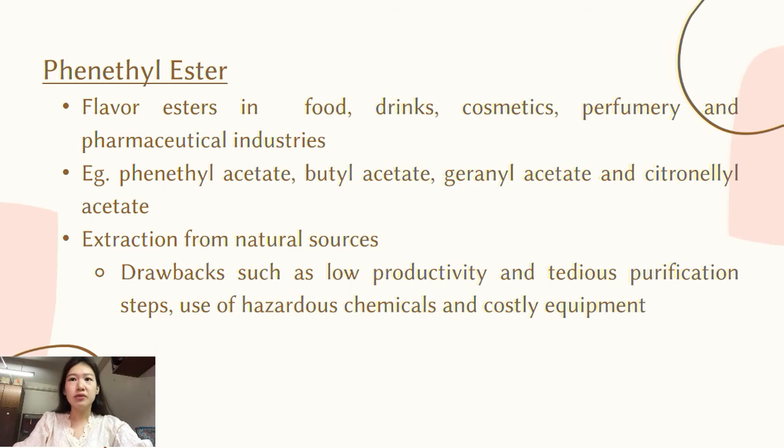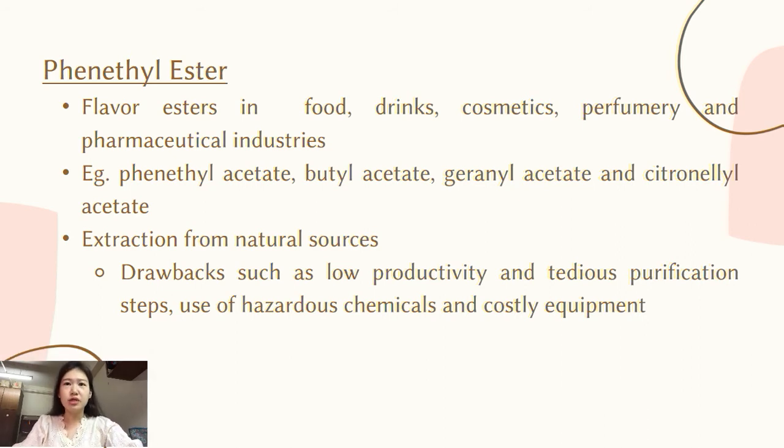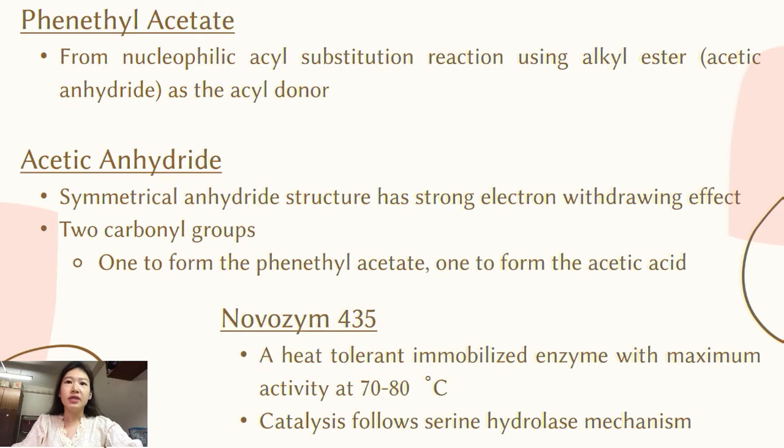The common way to synthesize the phenethyl acetate is the extraction from natural sources, the roses. However, there are drawbacks. Hence, new solutions towards simpler and cheaper are much more encouraged. Phenethyl acetate is synthesized from a nucleophilic acyl substitution reaction using acetic anhydride as the acyl donor and catalyzed by an immobilized lipase.